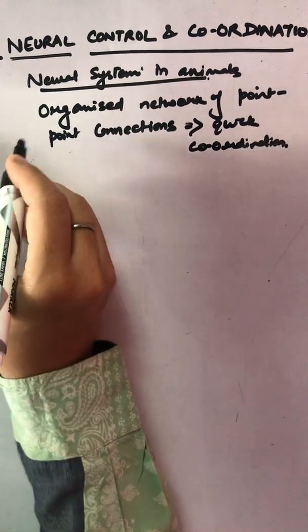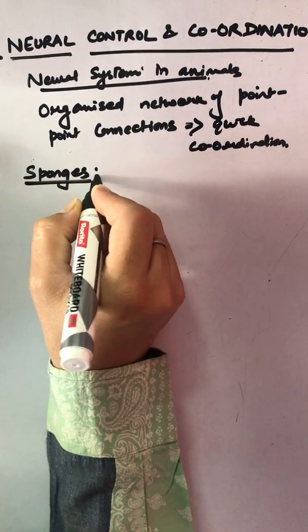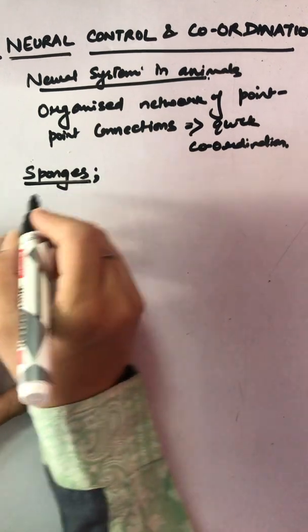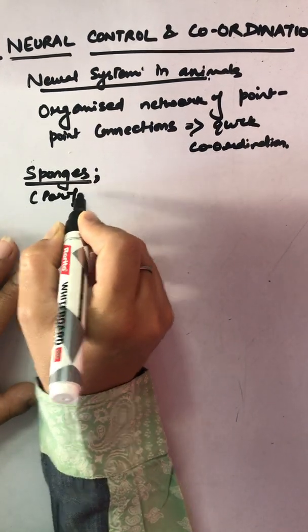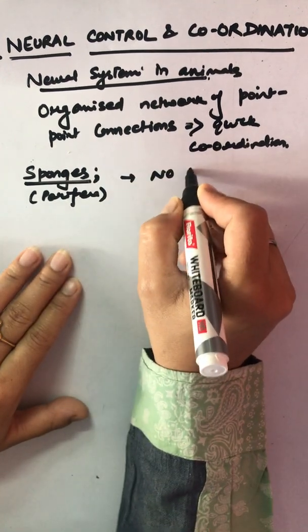Then we talk about sponges. First is in sponges, like poriferans. This is an example of phylum Porifera. They do not have neurons, meaning no neurons.